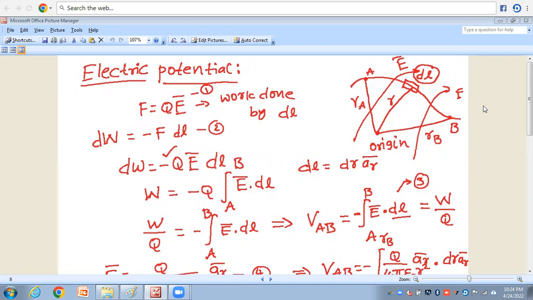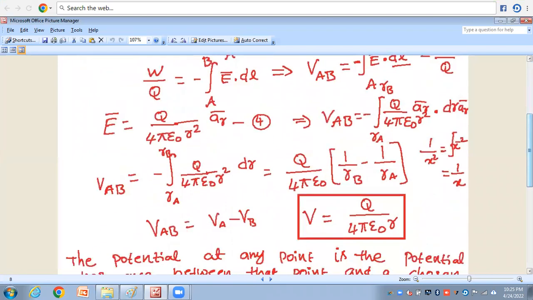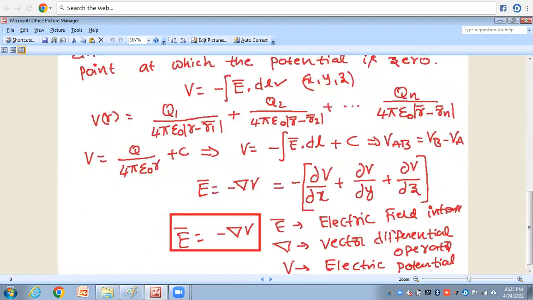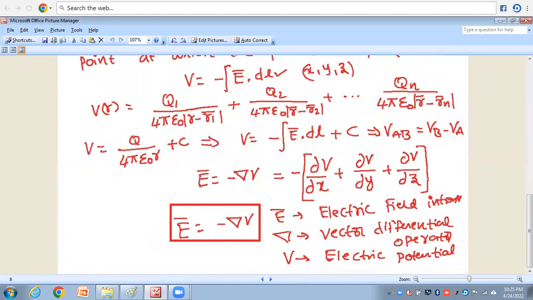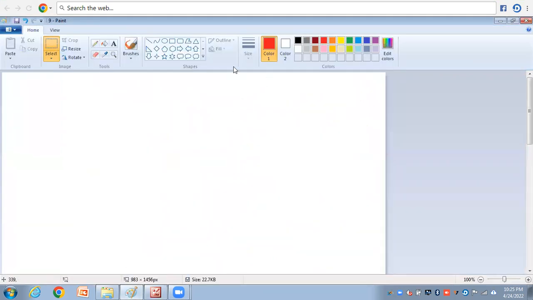Last class I discussed electric potential, and the relation between E and V: E bar equals minus del V. In this class, I will discuss energy density in electrostatic fields.